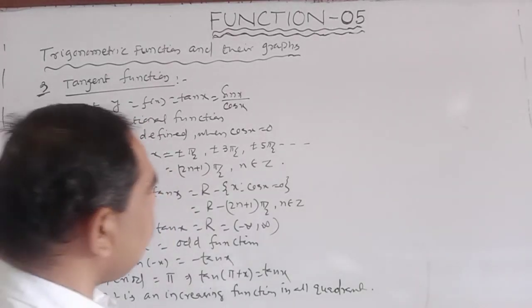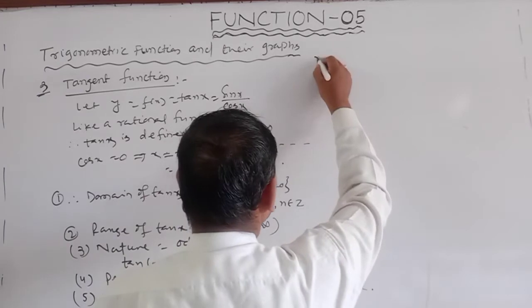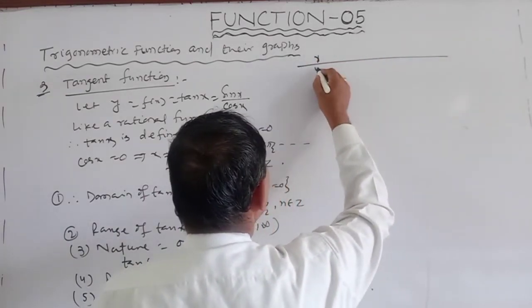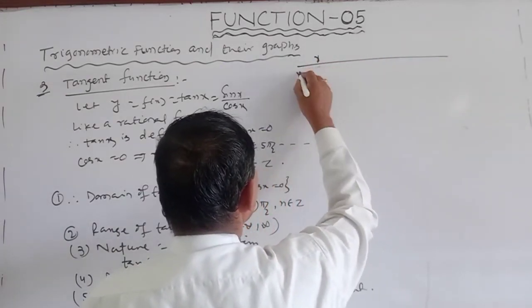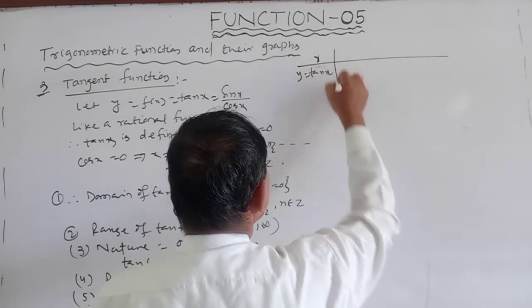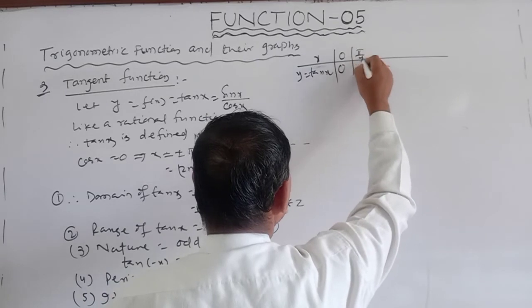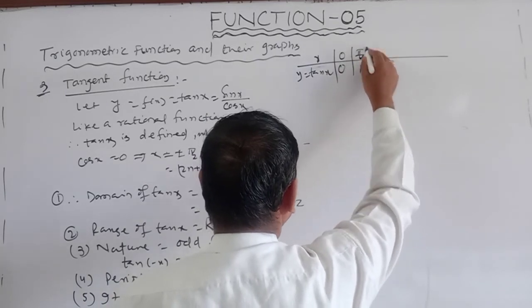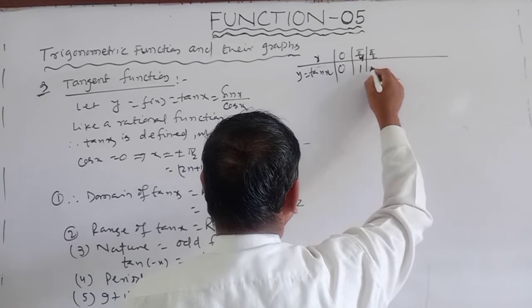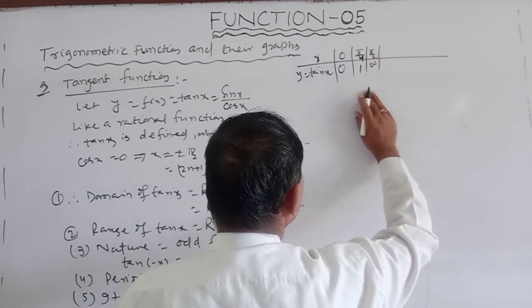Now let us look at the graph of y is equal to tan x. So x is equal to 0, tan 0 is 0. x is equal to pi by 4, tan pi by 4 is 1. x is equal to pi by 2, tan pi by 2 is infinity.